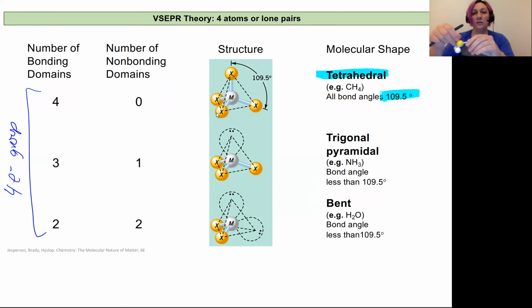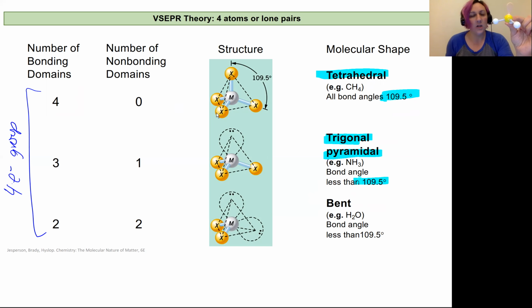So if I add 1 lone pair instead of a bonded atom, I get something that looks like this. It still looks like a little triangle pyramid, but a much shorter one. And so the name that we give this one is trigonal pyramidal. And the bond angles will be close to 109.5, but a little bit less just because of the space that this one is taking up.